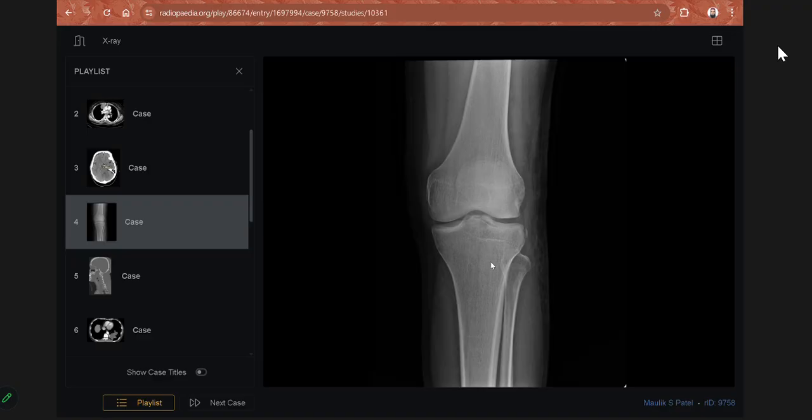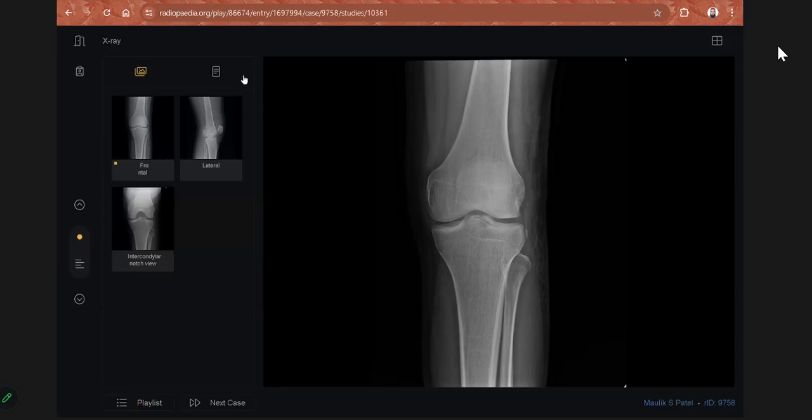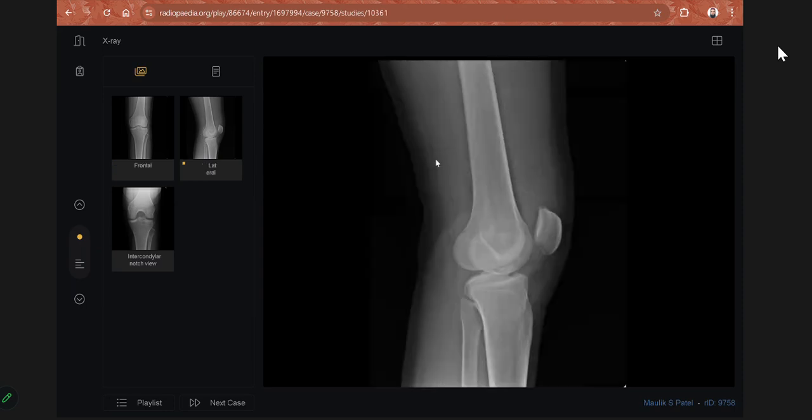So you want to look at the orthogonal image or not? Yes, I also want to look at the orthogonal images. What do you want to look at on the orthogonal image? Sir, I want to look at the indirect signs of ACL injury, like the deep sulcus sign.